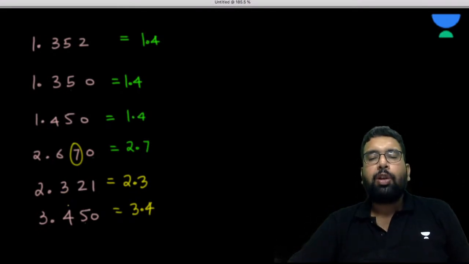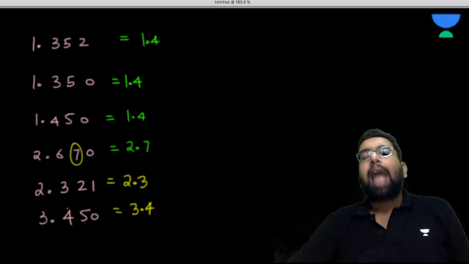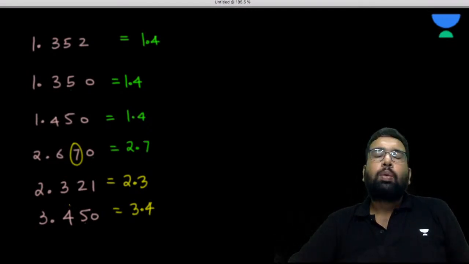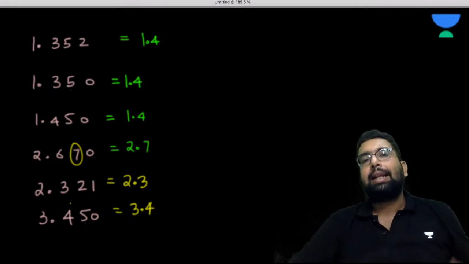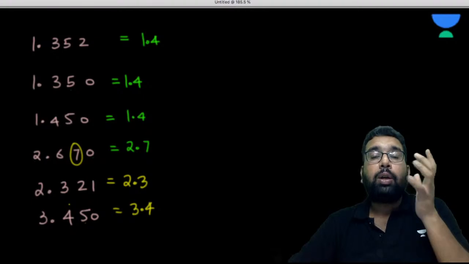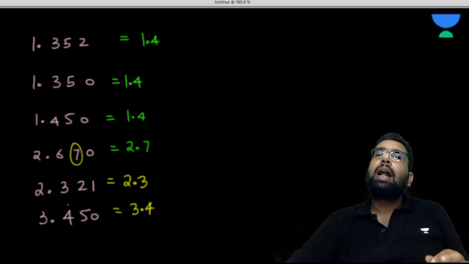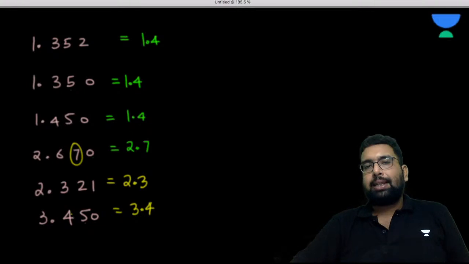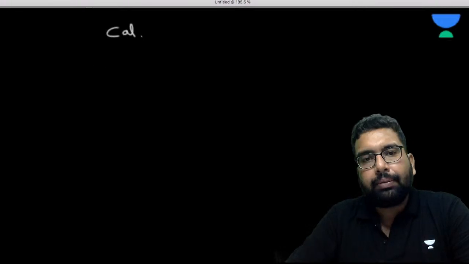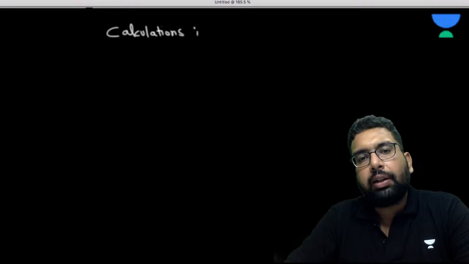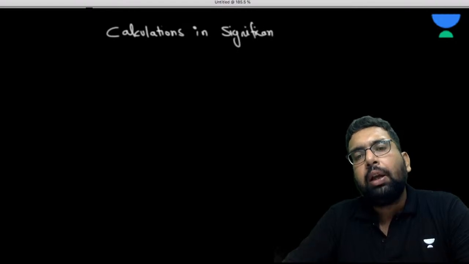So this rounding off will be required in the calculation involving the significant figures, and also when we come to the error analysis. So after significant figures, we are going to talk about a very important concept, that is of errors and their analysis. Okay, now let's come to the calculations in significant figures.